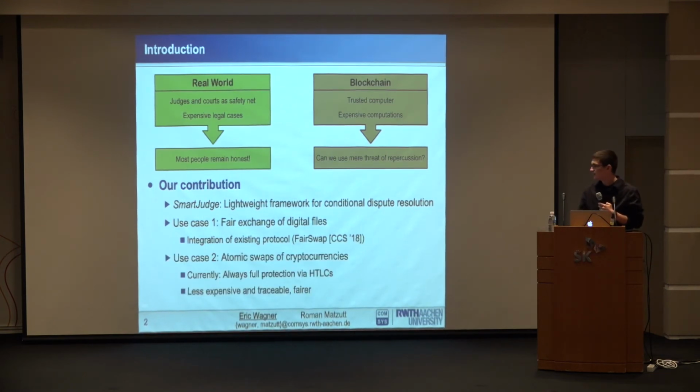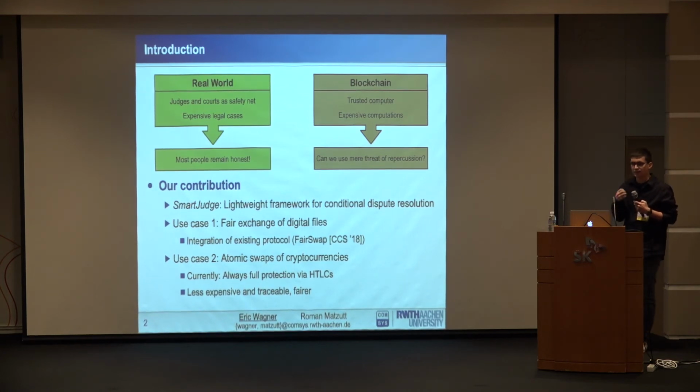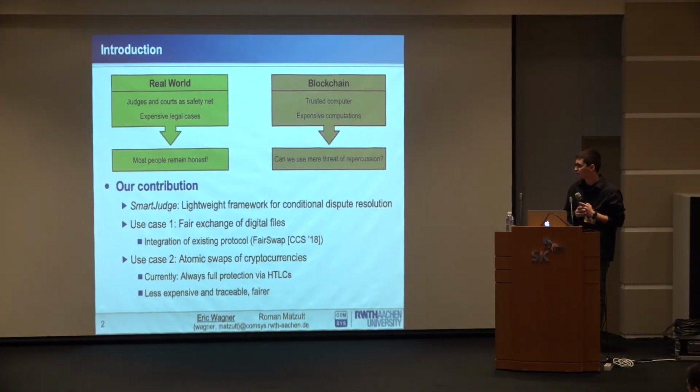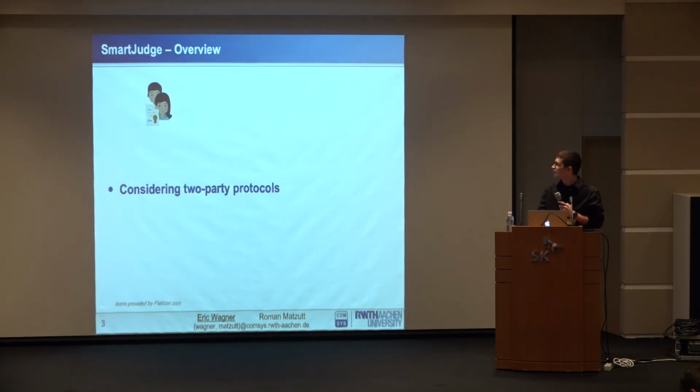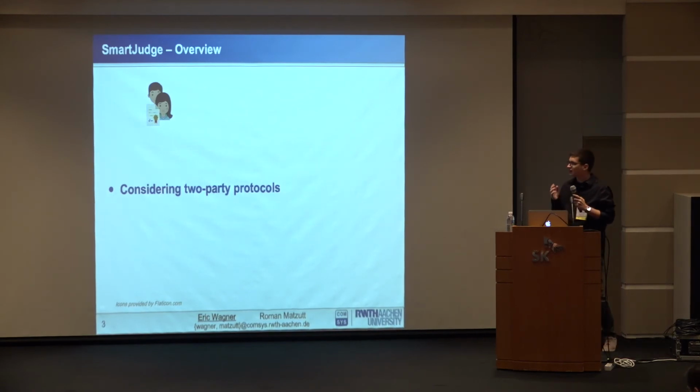And then lastly, we looked at the atomic swap of cryptocurrencies. And here we always have this full protection, and we want to see, is it possible to do this with conditional dispute resolutions? And we actually see that we are less expensive, and we have some benefits when it comes to privacy.